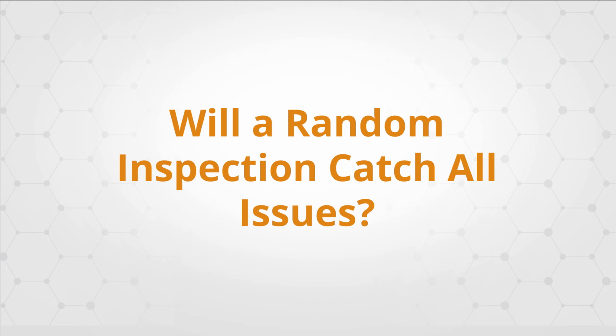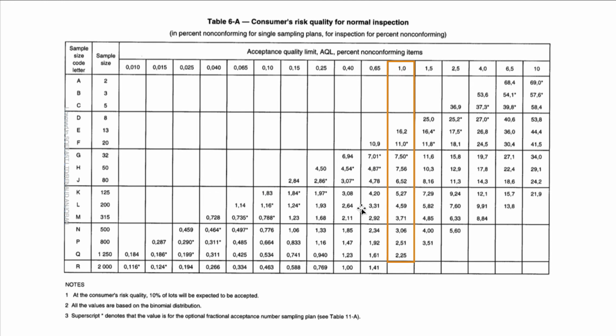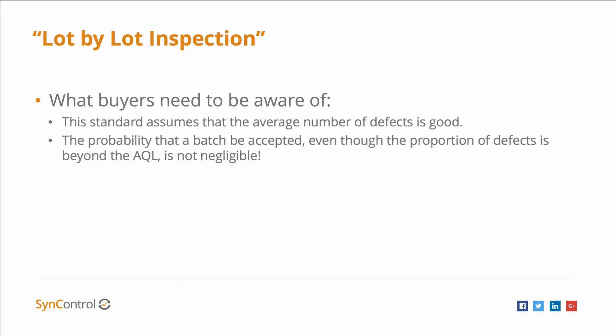Now, I touched on this a little bit before. Will you catch all the issues? Clearly the response is no. I touched on this before. Even with an AQL of 1, about 10% of the time you might accept a batch with up to 4.5 or 4.6% of defects, simply because the statistics are more favorable to the supplier. All right.